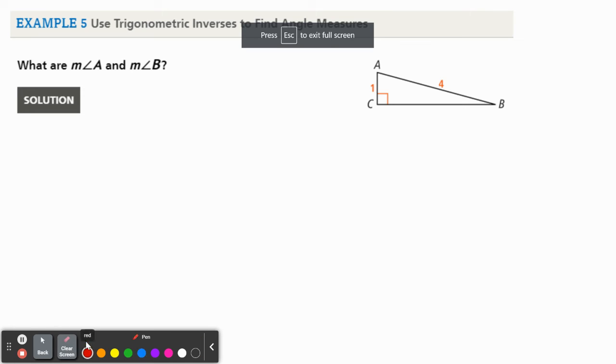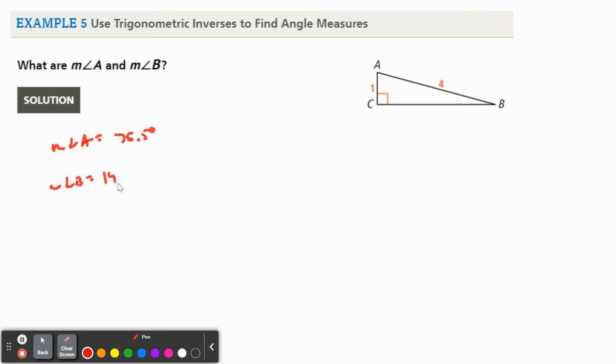Okay, now the last thing I want to show you. So we know the measure of angle A is 75.5 degrees. We just found the measure of angle B is 14.5 degrees. And again, I would not use inverse twice, but just to show you why. So now, what if I wanted to find this missing side? What if I wanted to find what BC was? This would be called solving the triangle.